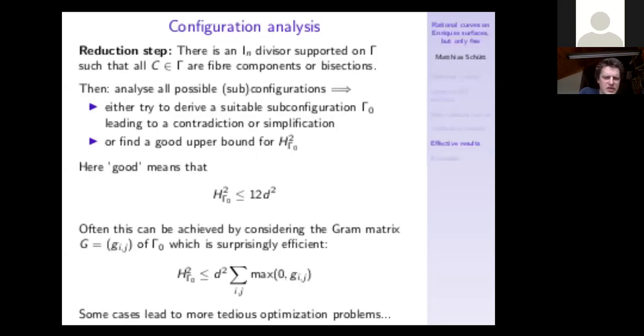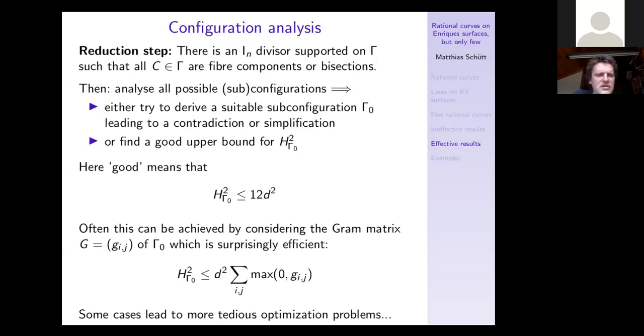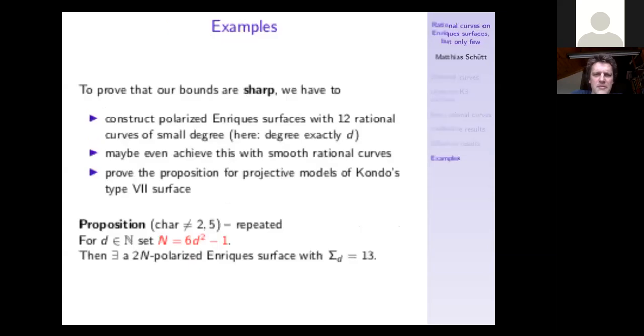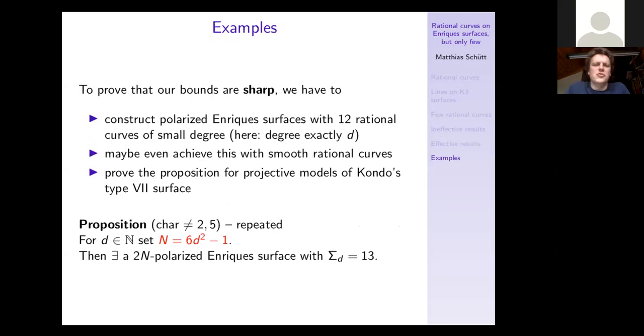Examples. Somewhere I should put here, this concludes the proof of the effective theorem, because if you do all this, you get good bounds for any possible configuration, and this proves that the statement we had works. So as soon as the polarization has square greater than 12 d square, then there are at most 12 rational curves of degree at most d. And now I should show you that the examples are, or that the results are sharp. So how to do this? What do we have to do? We have to construct polarized Enriques surfaces with 12 rational curves of small degree. And here we'll do degree exactly d.